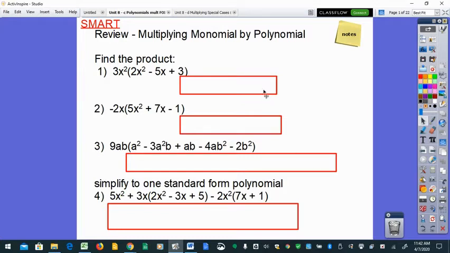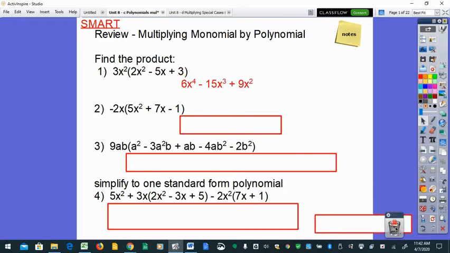Okay, let's take a look at the first one. 3 times 2 is 6. x squared times x squared is x to the 4th. 3 times the negative 5 gives us the minus 15. x to the 2nd times x to the 1st, add the exponents and get x to the 3rd. And 3x squared times positive 3 is plus 9x squared. It is in standard form, as you can see the degrees on each term are going down.